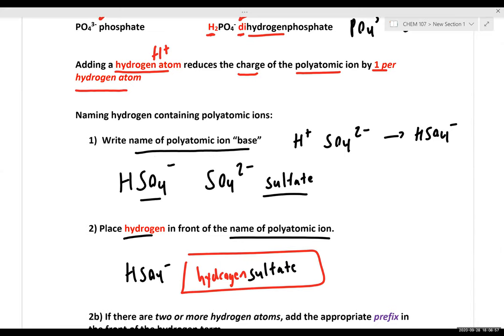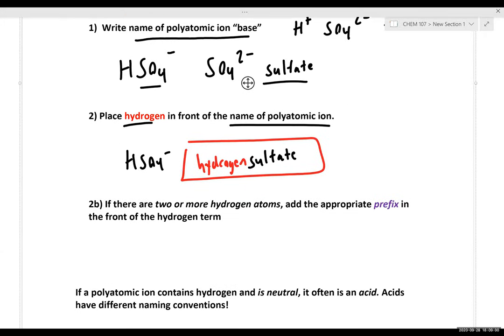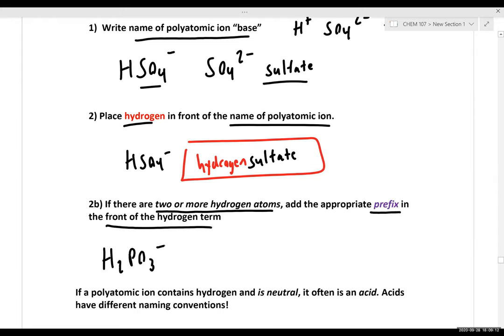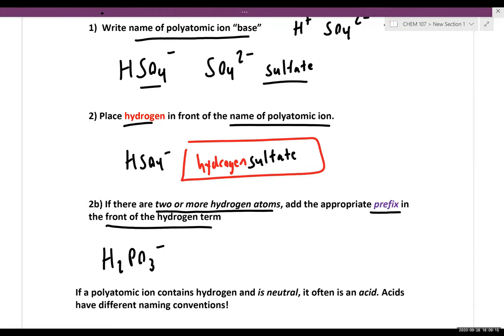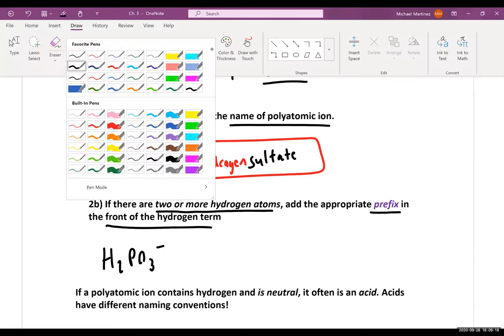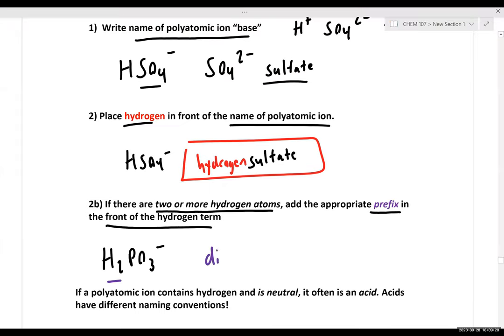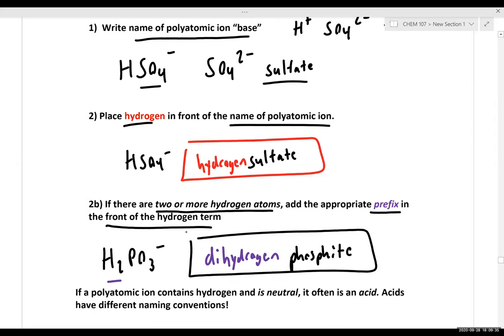Now, there's one little catch that you have to remember. If there are two or more hydrogen atoms, make sure you add the appropriate prefix in front of the hydrogen term. So for example, H2PO3 minus would be known as, we have two hydrogens, we use the prefix di. So this would be dihydrogen, and then we write the name of our base polyatomic ion, which in this case is phosphite. Does that make sense to everyone?